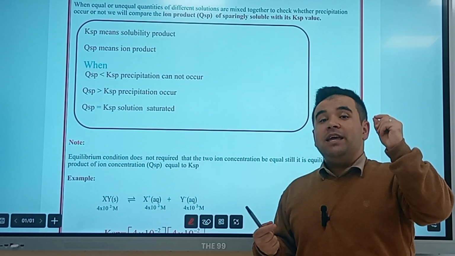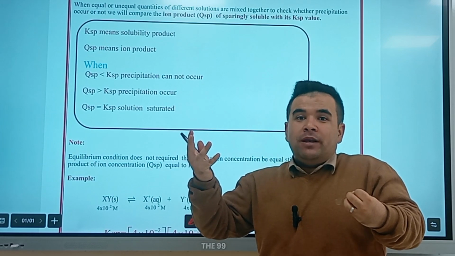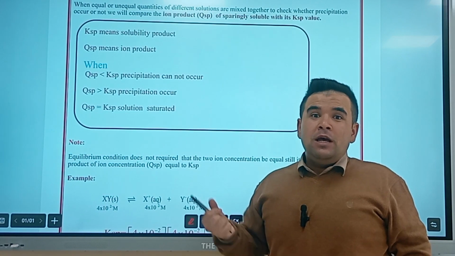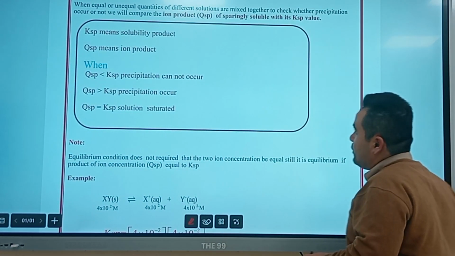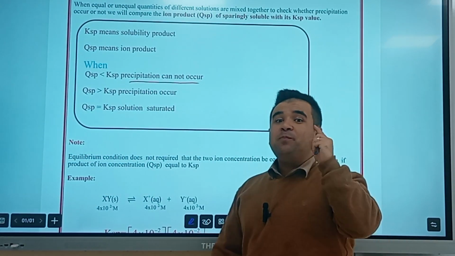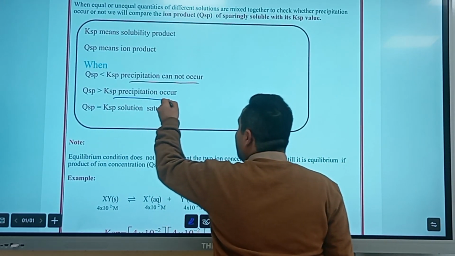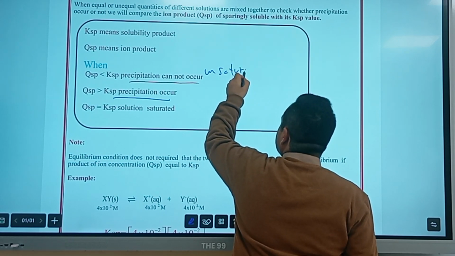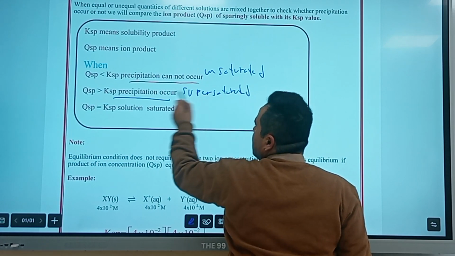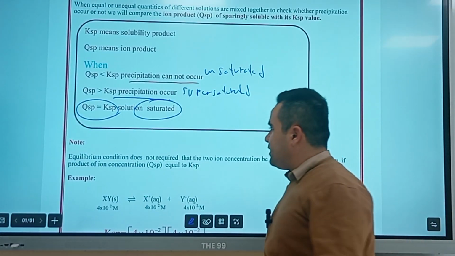If the IP is lower than the KSP, it means the existence of the ions is not high enough to reach the limit of saturation, so there will not be a precipitate. A precipitate will occur if the IP, the existence of the ions, is more than the saturation limit. The first one we call unsaturated, the second one supersaturated. And if they are equal, it becomes saturated, and there will not be a precipitate as well.